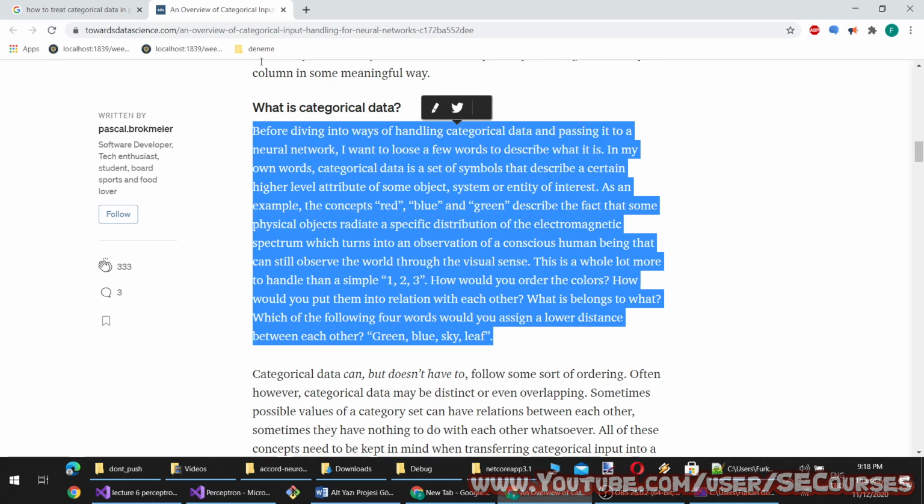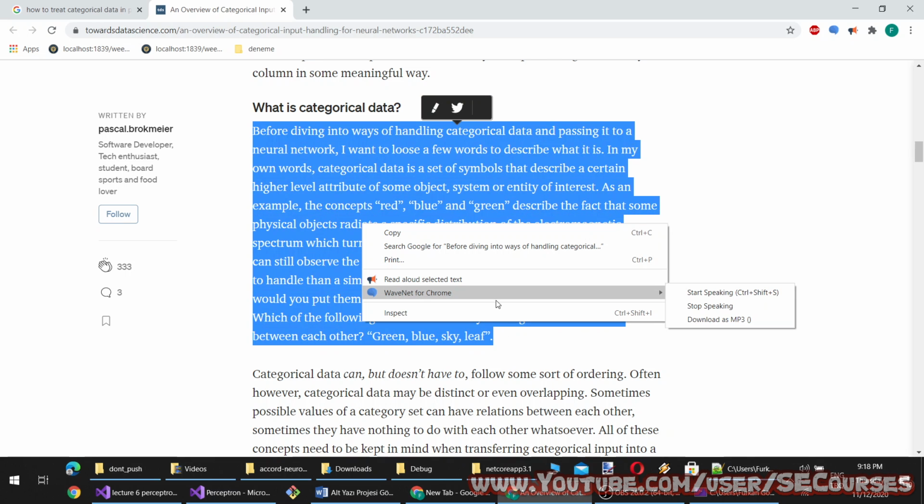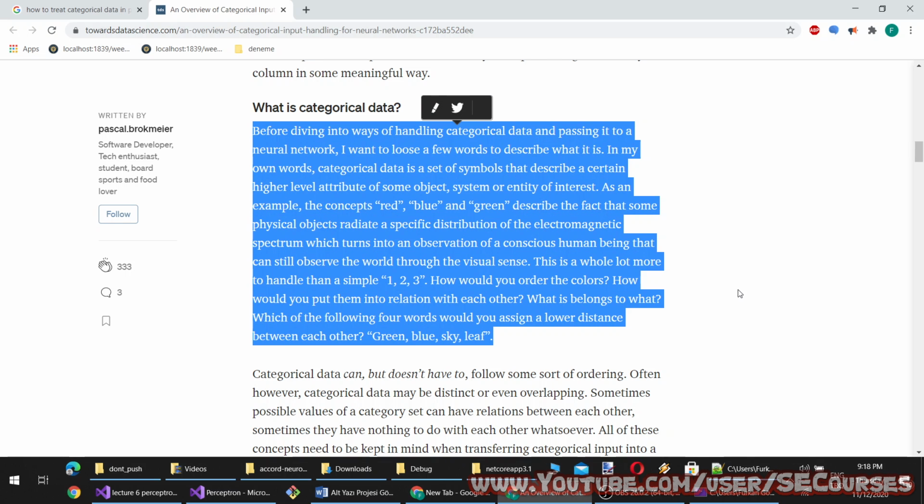Okay, this is important. Let's read this. What is categorical data? Before diving into ways of handling categorical data and passing it to a neural network, I want to use a few words to describe what it is.